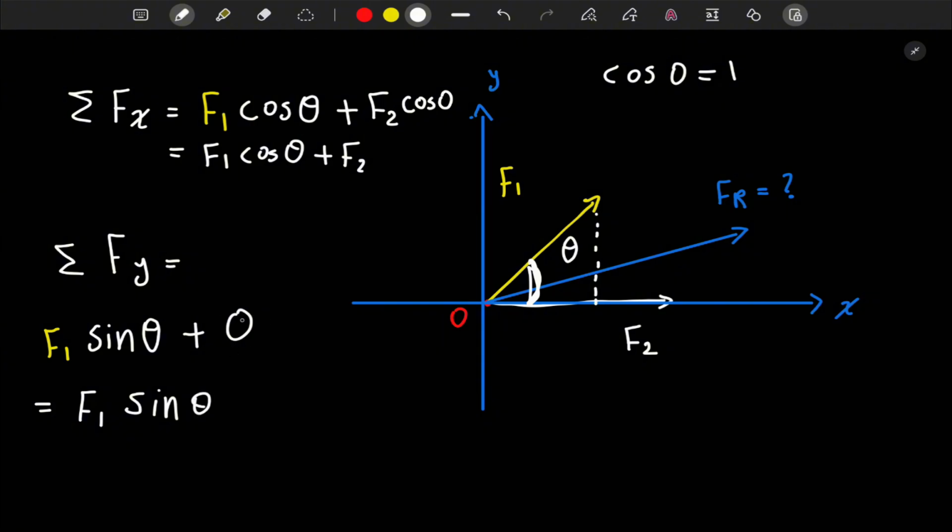From where did we get this 0? We got it from F2 multiplied by sine of the angle between F2 and the x-axis, which is 0. And we all know that sine 0 is 0. So this will be 0.